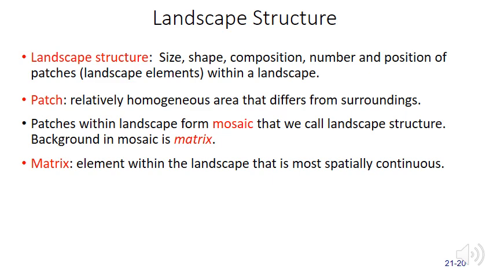So a patch on the landscape is a relatively homogeneous area that differs from its surroundings. And those patches in the landscape form a mosaic that we call landscape structure. The background of that mosaic is called the matrix. So the matrix is the element within the landscape that is most spatially continuous.